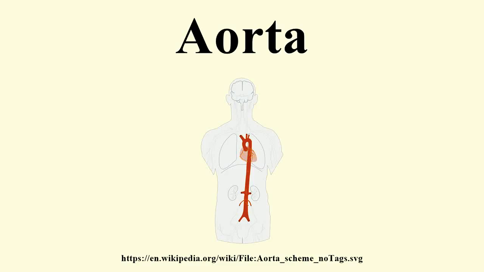The aorta is the main artery in the human body, originating from the left ventricle of the heart and extending down to the abdomen, where it splits into two smaller arteries. The aorta distributes oxygenated blood to all parts of the body through the systemic circulation.